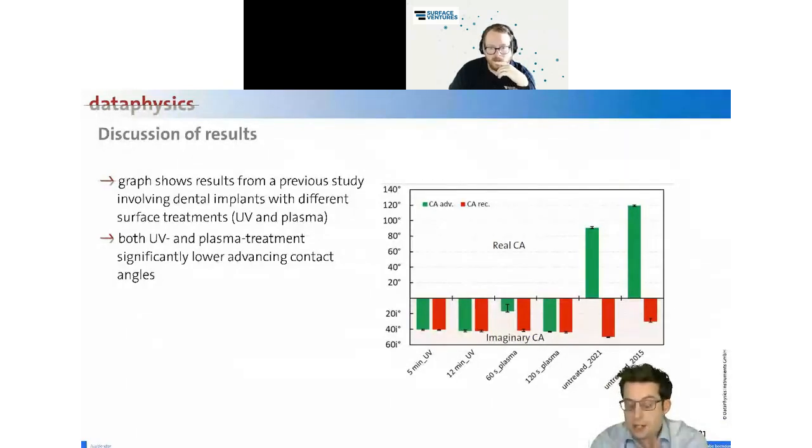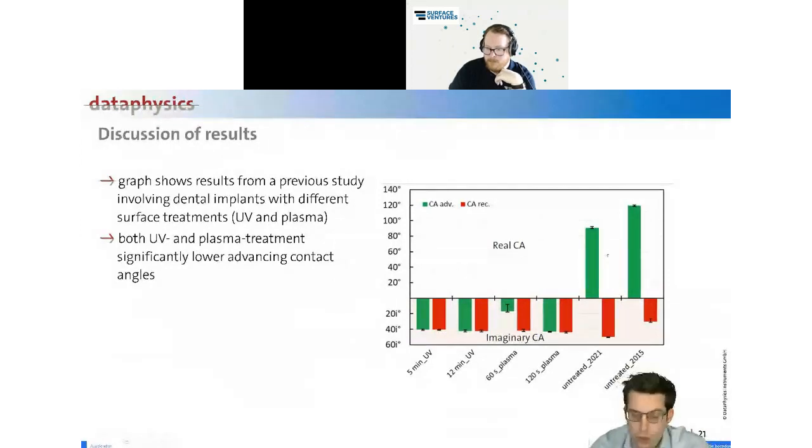So this means very easily with this method, we can show how the implants are changing after being treated with a plasma. For all of these here, you would have gotten contact angles of 0 if you do not use the imaginary contact angles. So you have no chance to study this kind of phenomenon and this kind of treatment processes.